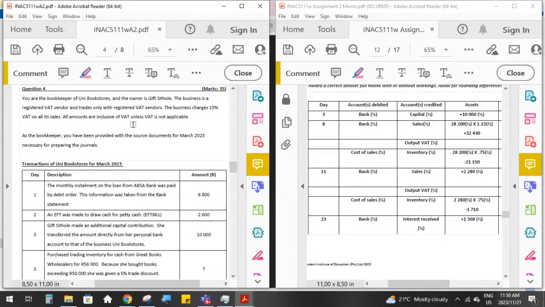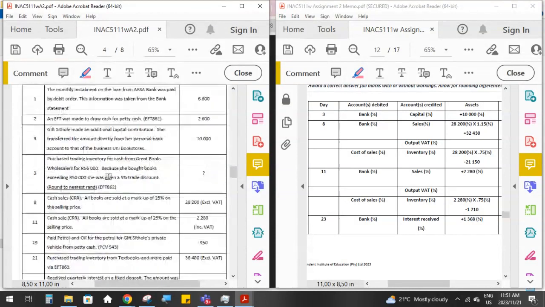15% VAT, all amounts are inclusive of VAT unless VAT is not applicable. VAT will not be applicable only if it is a zero-rated or exempt item, or if it is an item that we can't claim the VAT back on because it is an entertainment expense or some other non-allowable expense. Source documents for March necessary for preparing the journal.